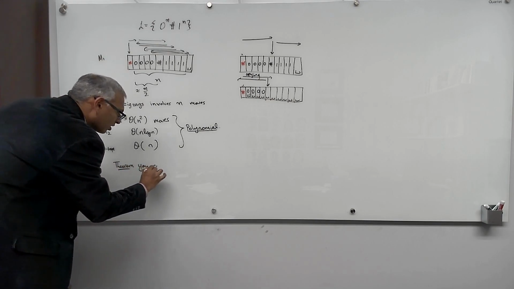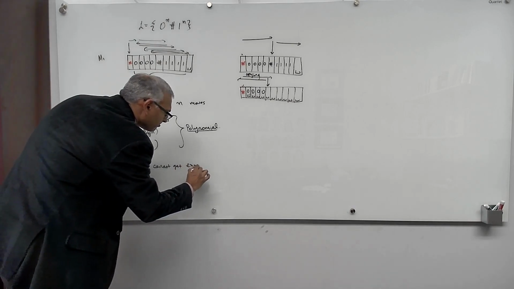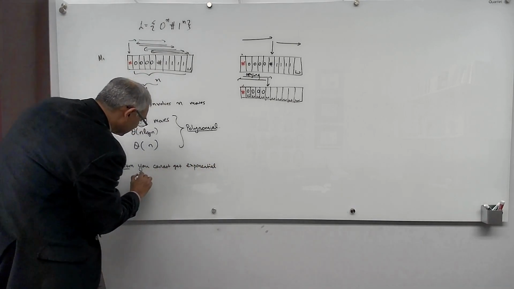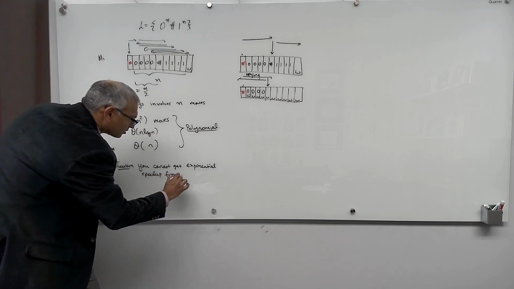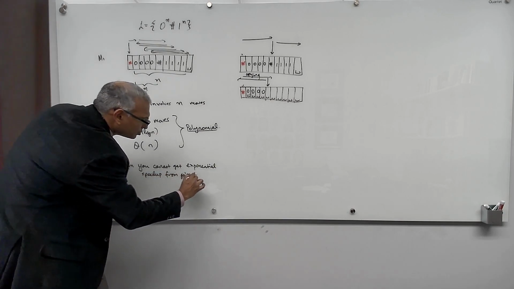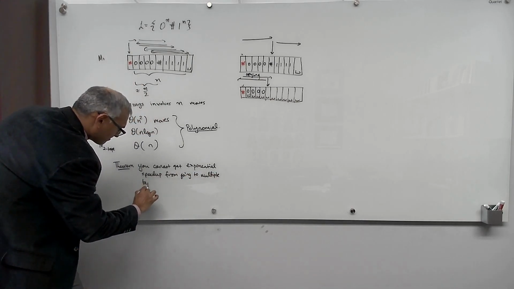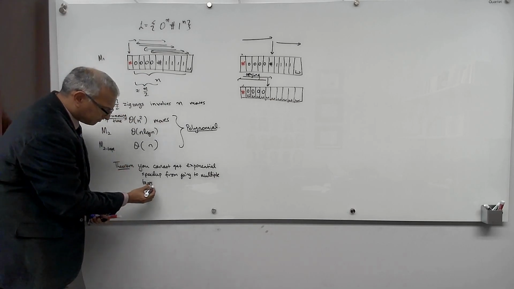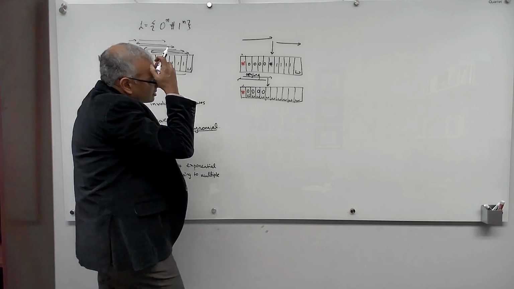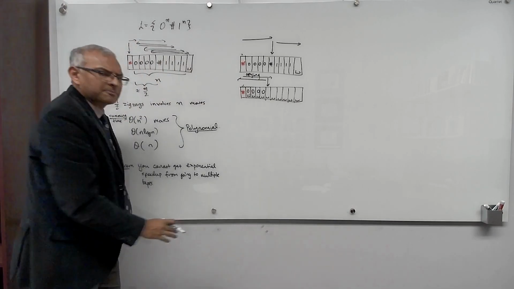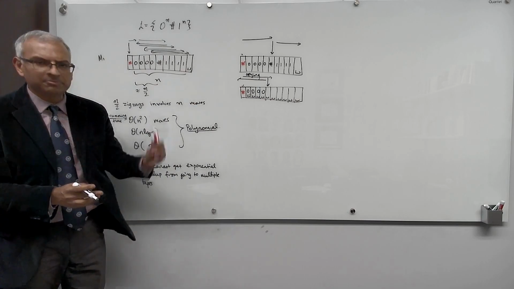You cannot get exponential speed up from going to multiple tapes. You cannot. In fact, the theorem is a little bit more elaborate. So the theorem says the following. Let's say you have a multiple tape architecture with some fixed number of tapes. Let's say k, for example, 2.